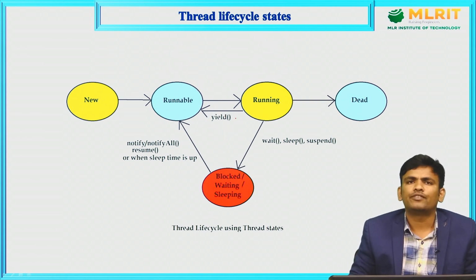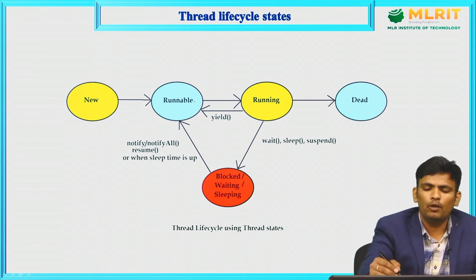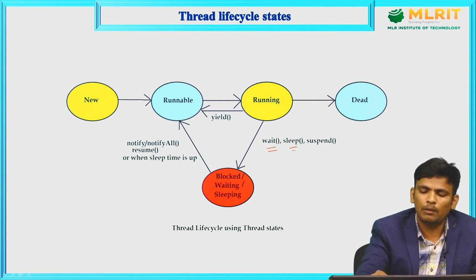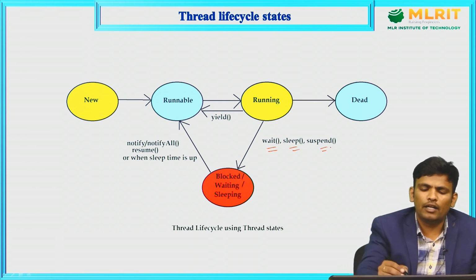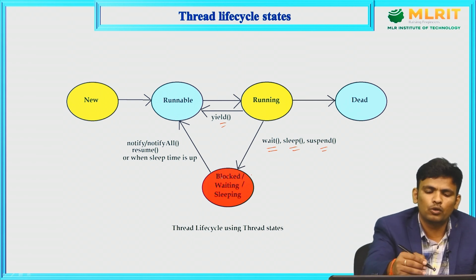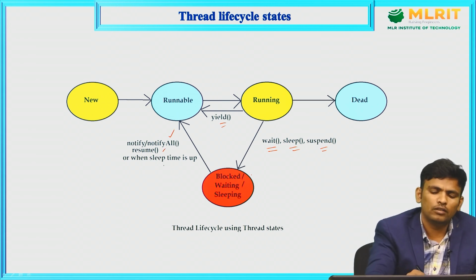So these are the life cycle states. As per Sun Microsystems, we actually have only 4 states, but for our convenience we can categorize them into 5 types: new state, runnable, running, dead, and blocked, waiting or sleep state. In this diagram we should compulsorily remember these methods: wait, sleep and suspend, and also the yield method. To go from blocked or waiting or sleeping to runnable, we use the notify method, notifyAll, the resume method, or when the sleep time is up. These points we should compulsorily remember in this diagram.